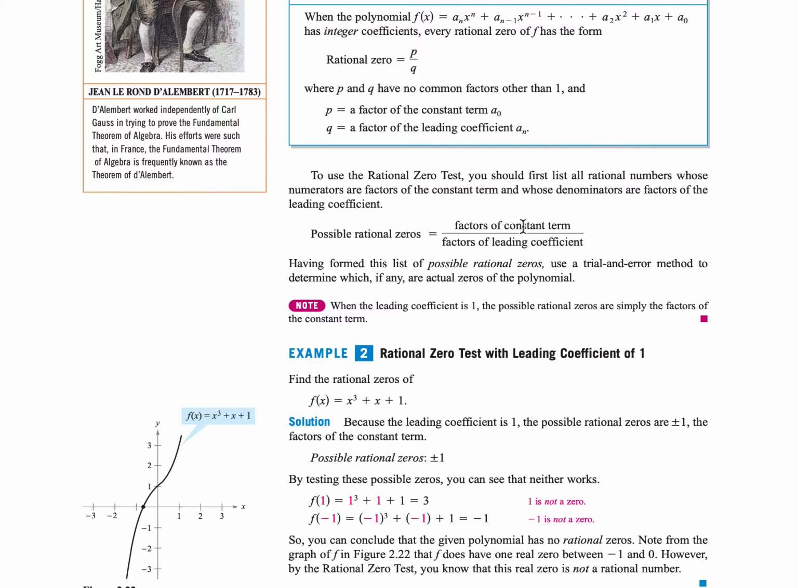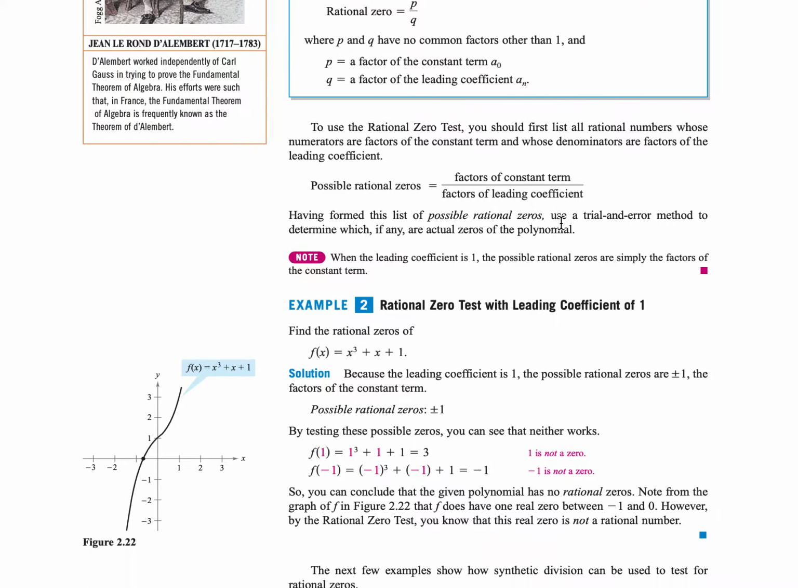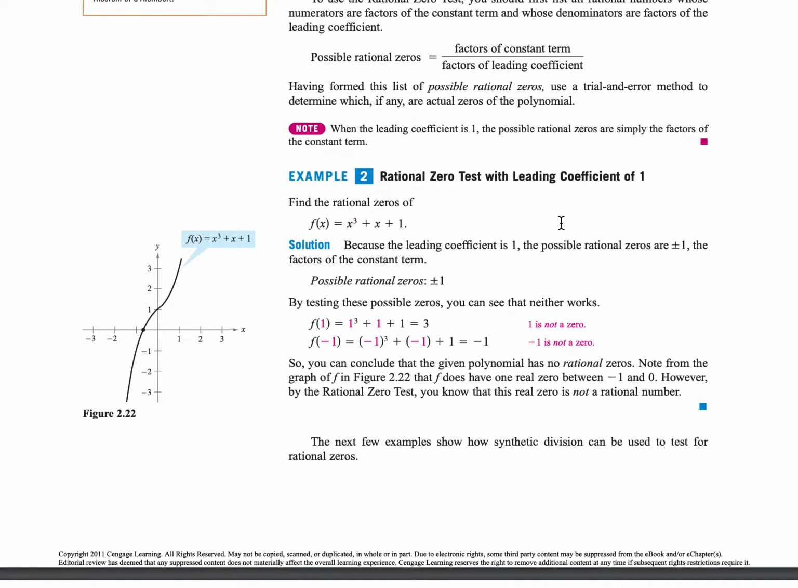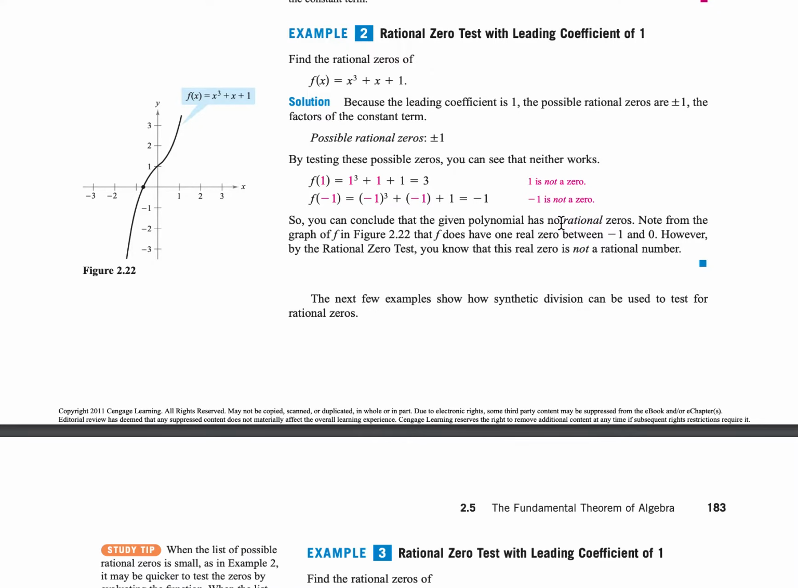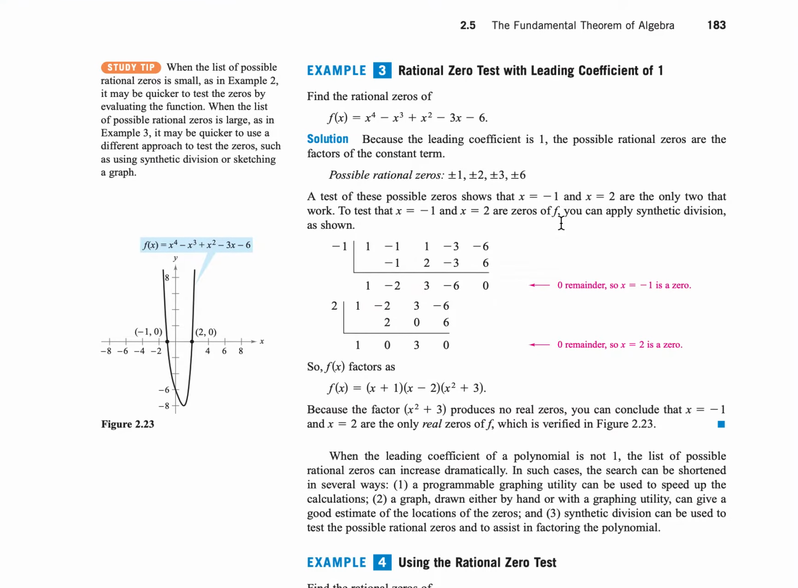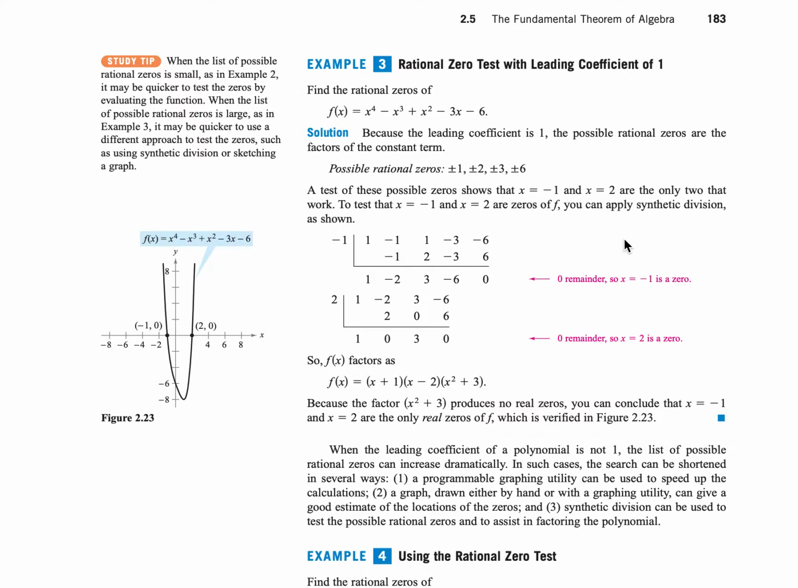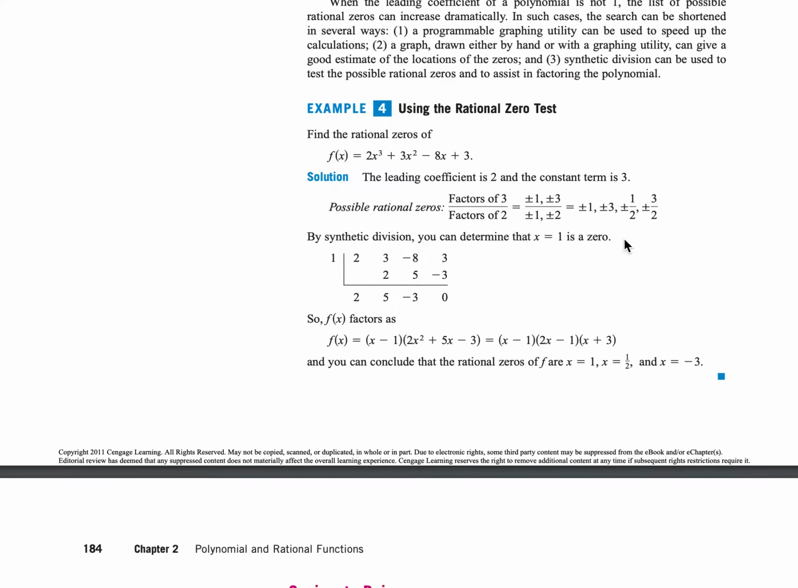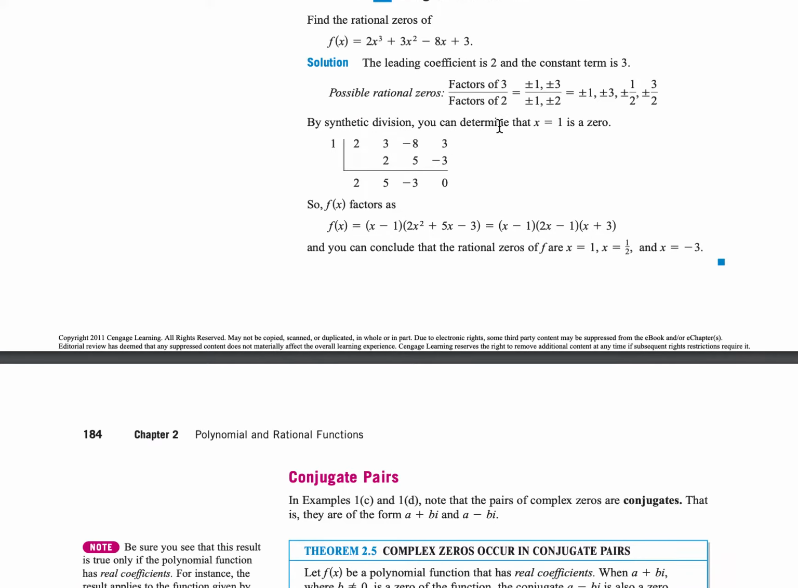But it's a way of, if you were left without a calculator or a way of graphing, you could narrow down your possible solutions to guess and check, and you could find the rational roots, or the rational zeros, through that list of fractions you would get. So this is where we would use synthetic division to speed up that process of finding zeros. Here's actually applying the rational zeros test.